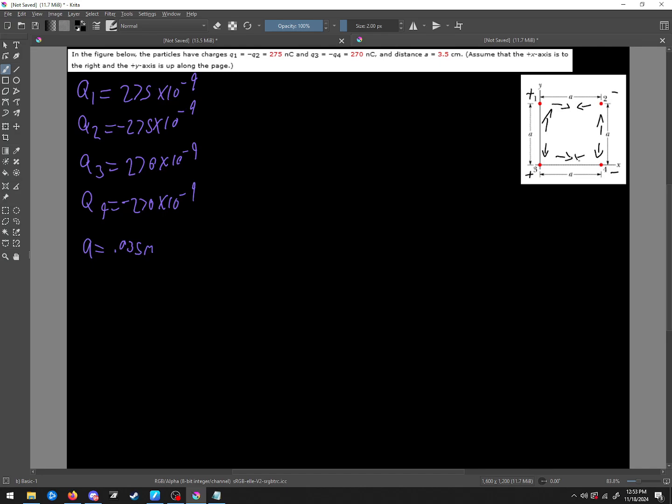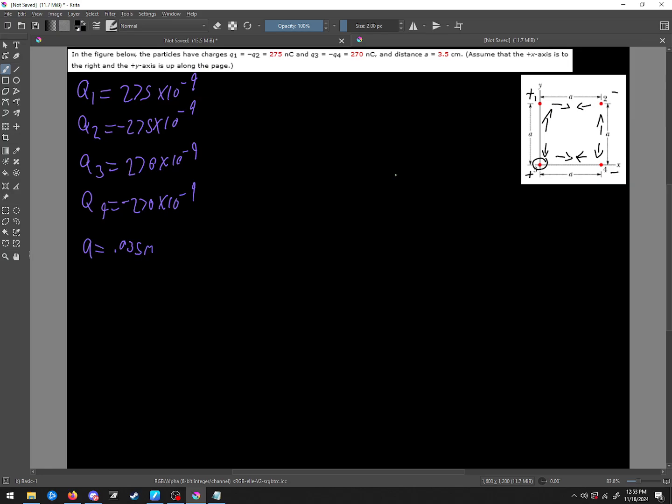Well, now let's see, what are they asking? They're asking, what's the component? So they're asking about particle 3. This is the particle we need to be looking at. What's the x component of the net electrostatic force on the particle? Okay, so the net force.